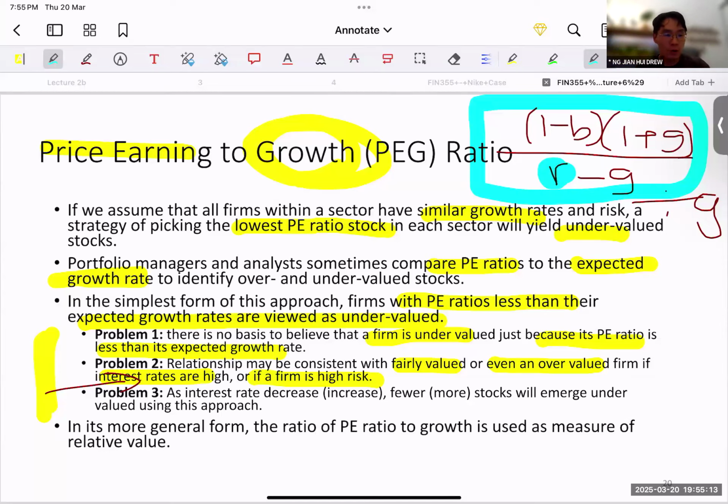Next thing, interest rate decrease. If interest rate becomes smaller and smaller, it means what? It means this thing becomes smaller and smaller, then fewer and fewer stocks will emerge as undervalued, right? Because it means that your PE is larger and larger. So it's an issue as well.